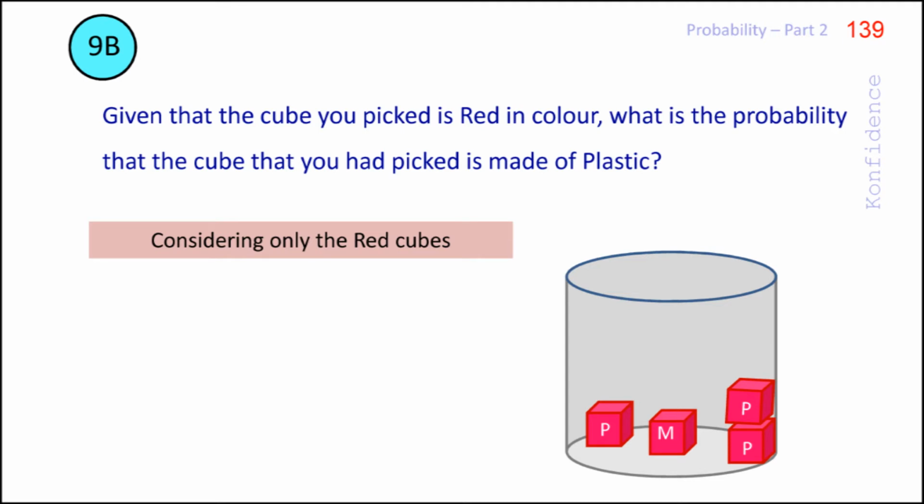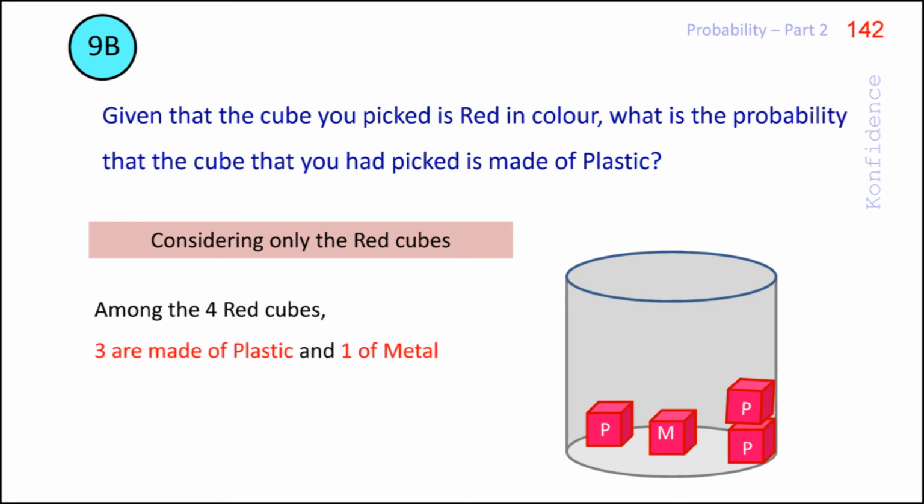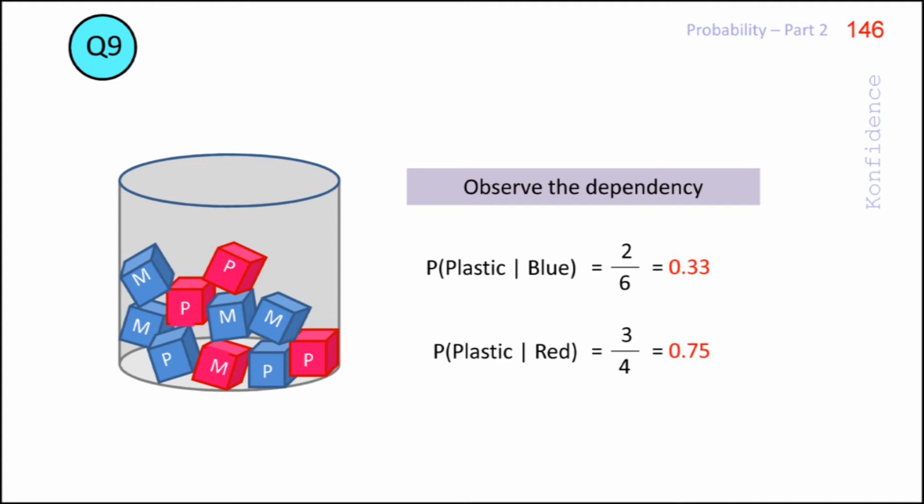When we analyze the cubes in the can closely, we can see that there are a total of 4 red cubes. Out of those, 3 are made of plastic and 1 is made of metal. So, the probability that the red cube picked is made of plastic is 3 out of 4, which is 0.75. Note that this probability is different from the probability that we found in question 9a. Observe the statistical dependency. In the situation given here, the likelihood of a cube being made of plastic varies depending on the color. Red cubes are more likely to be made of plastic than the blue cubes.